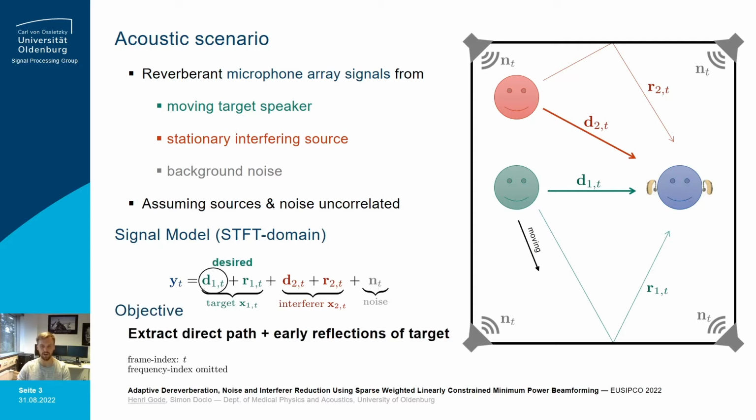So the goal of multi-microphone speech enhancement is now to extract the direct path plus early reflections, so D_1,t, from the noisy reverberant mixture. In the following we will call D_1,t the desired target signal. So now I will briefly introduce conventional non-adaptive methods which aim at extracting this desired target signal in case when nothing is moving.